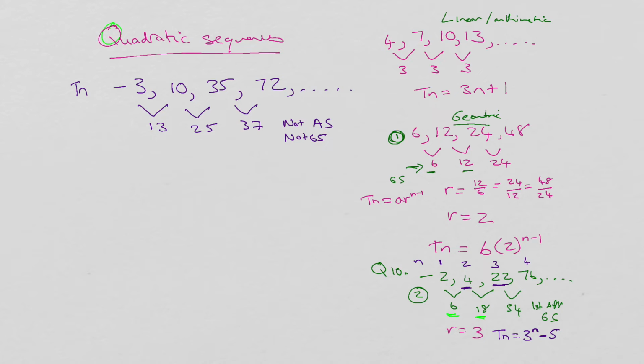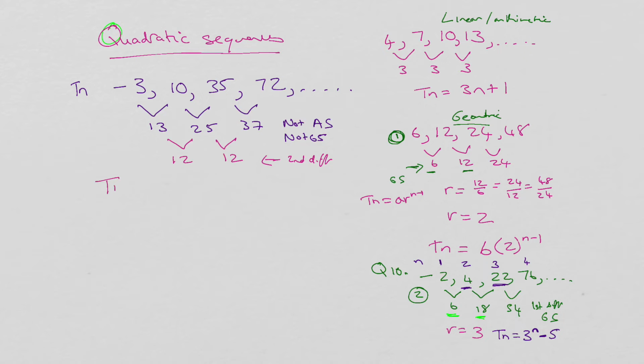Then, if you notice this is a pattern. What you're doing is you're adding 12 every time. So the second difference is the same. That's the defining feature of a quadratic sequence. You're going to look for the second difference, and if the second difference is the same, it's a quadratic sequence. So we know for sure that this is quadratic.